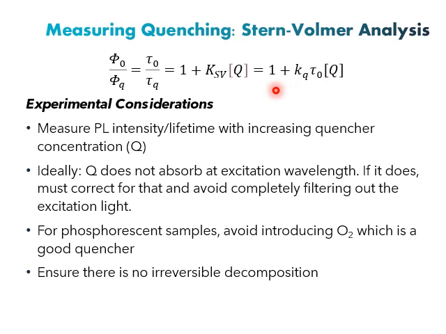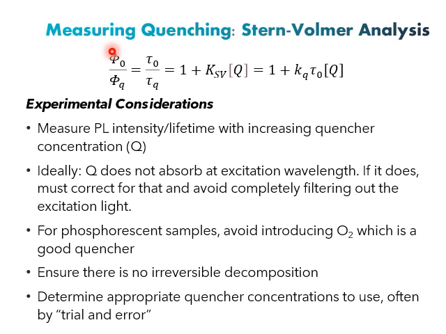So you want to make sure, again, that the quenching process is a sort of bimolecular electron or energy transfer, not that you're just reacting the two things with each other irreversibly and reducing the amount of photoluminescent molecule, and that's why you see a reduction in intensity.